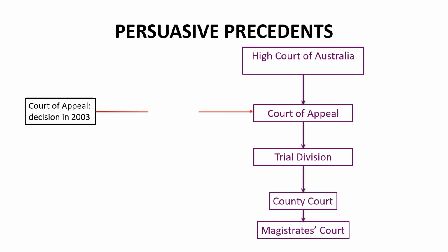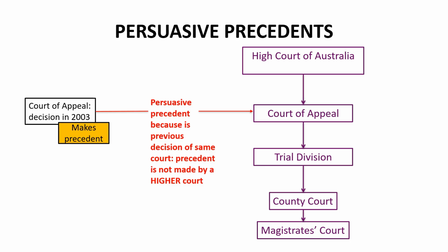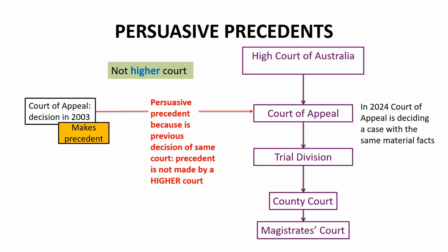The third situation where a precedent is a persuasive precedent for a court is where the precedent is made by the same court in a previous decision. So, for example, if the Court of Appeal made a precedent in 2003, then that precedent can only be a persuasive precedent for the Court of Appeal, that is the same court, when the Court of Appeal is deciding a similar case in 2024. The 2003 Court of Appeal precedent is not a binding precedent for the Court of Appeal in 2024 because that precedent was not made by a higher court.